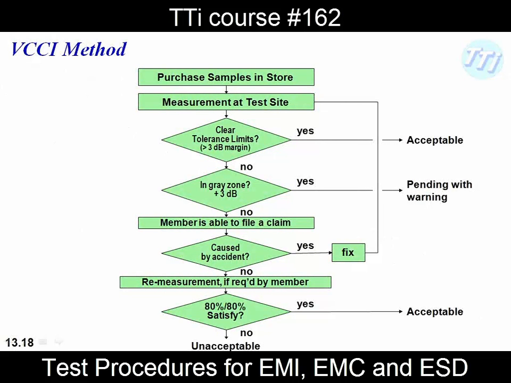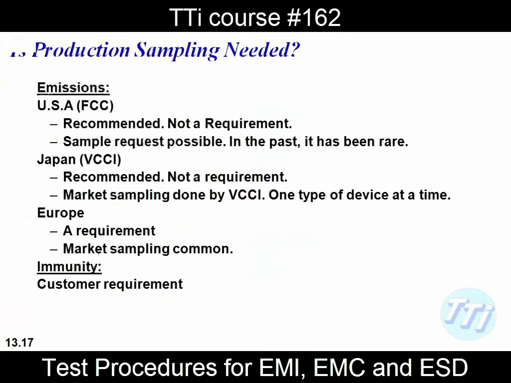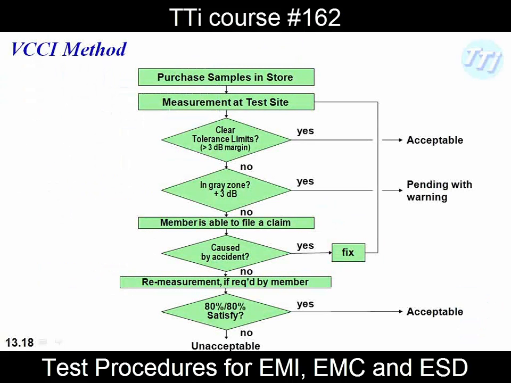BCCI method. Do you remember what that stands for? BCCI? If you go back, does it go back? Yeah. BCCI is Japan, isn't it? Japan. And you look here, it says purchase samples in store. Now, we're not talking about going to the production line here, guys. In Japan, you actually go out to some store and buy it. Maybe a Walmart. And then you take and make measurements at a test site. And it talks about, is it clear of the tolerance levels? Hey, fine, that's it. That's the end of it.